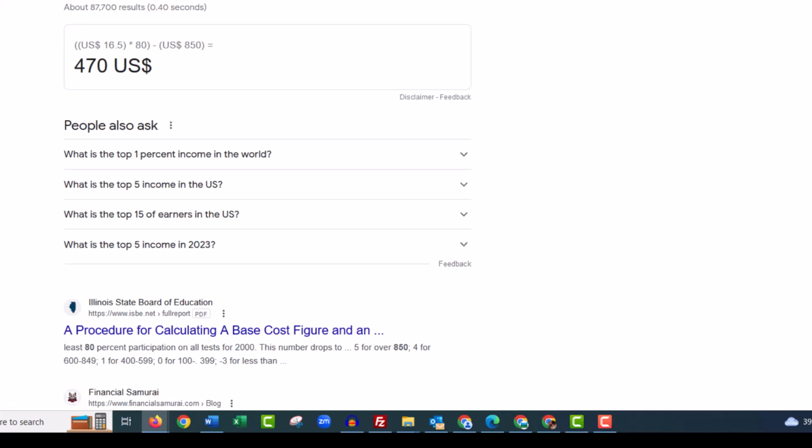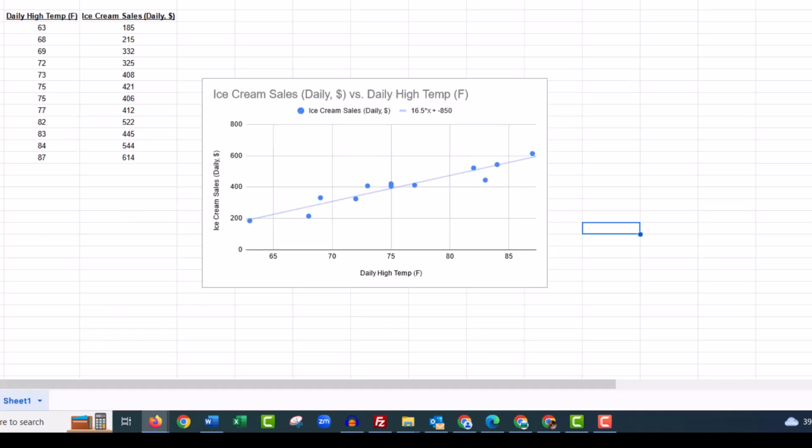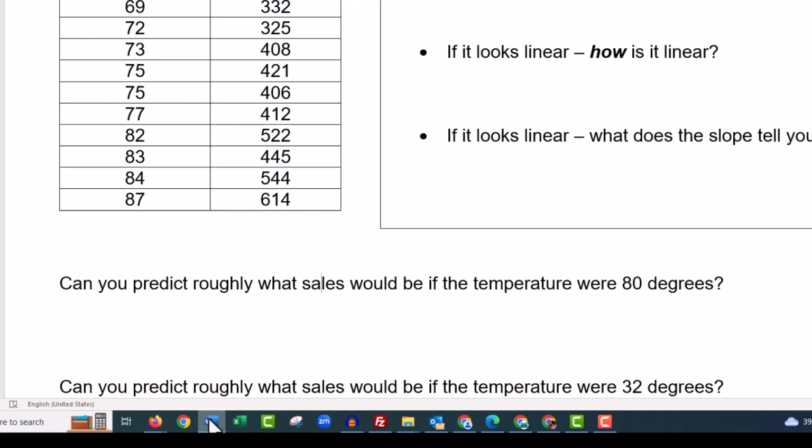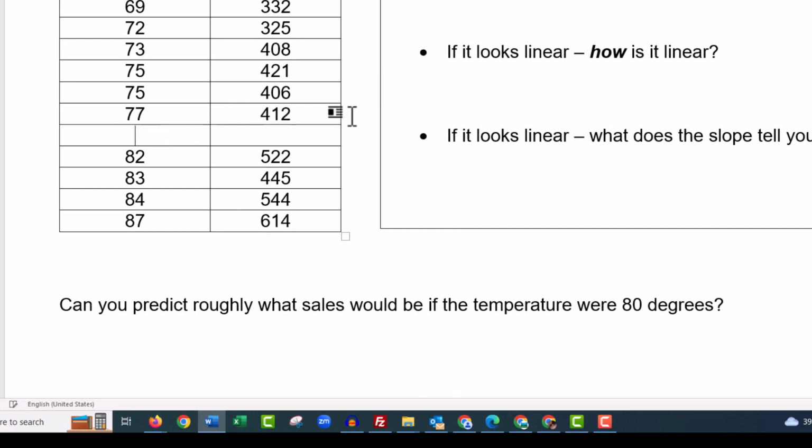Okay, so now $470. Let's see where that slots in with the notes. So 77, it's at 412. 82, it's at 522. I'm going to just put a little thing here and put 80, and then 470. That actually slots in pretty well, doesn't it? I'm going to bold italicize it so we know it's a predicted value and not a real value. Okay, that's pretty cool.